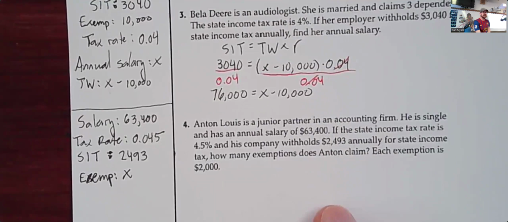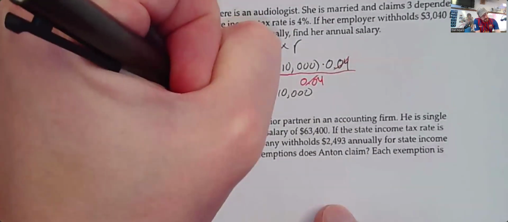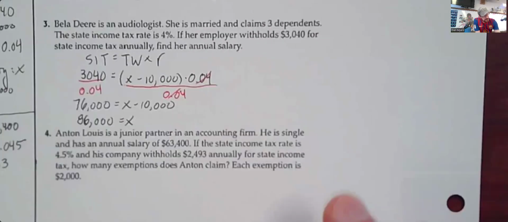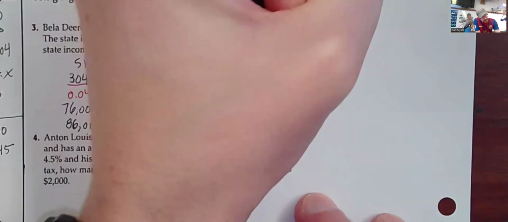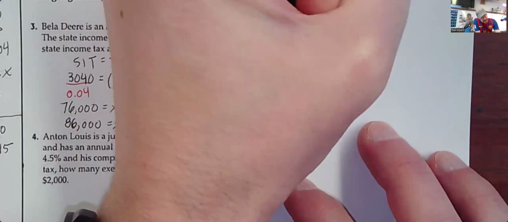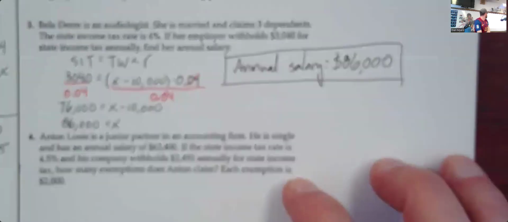Add 10,000. What's 76,000 plus 10,000? 86,000. So annual salary: $86,000. There's our answer.